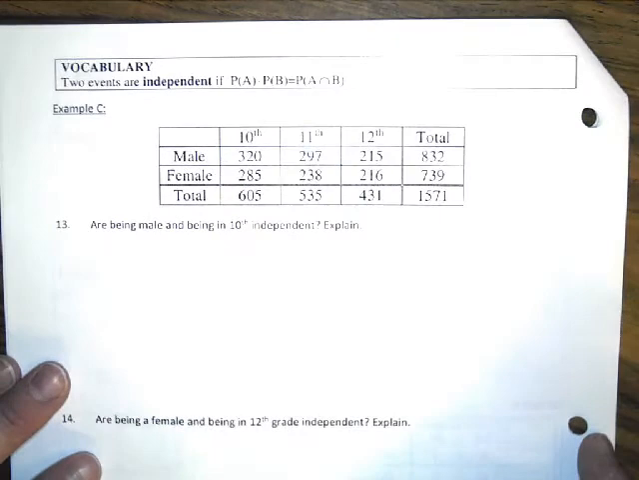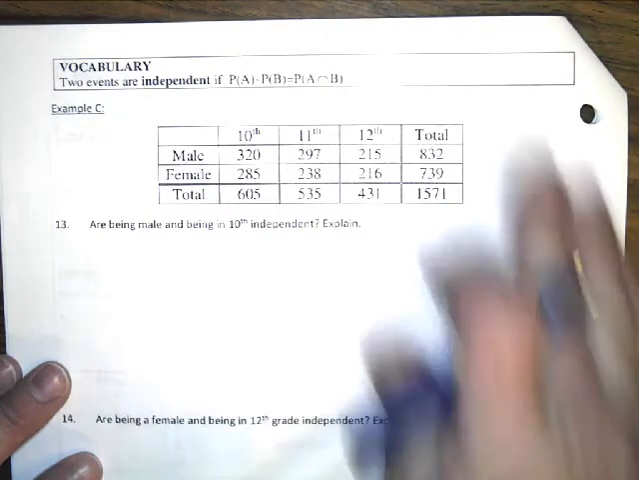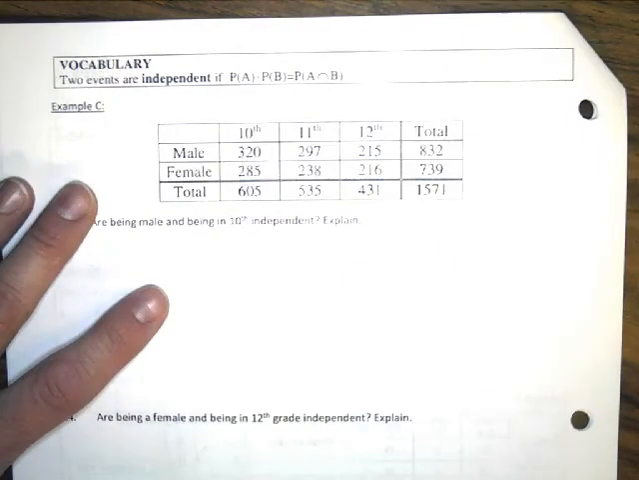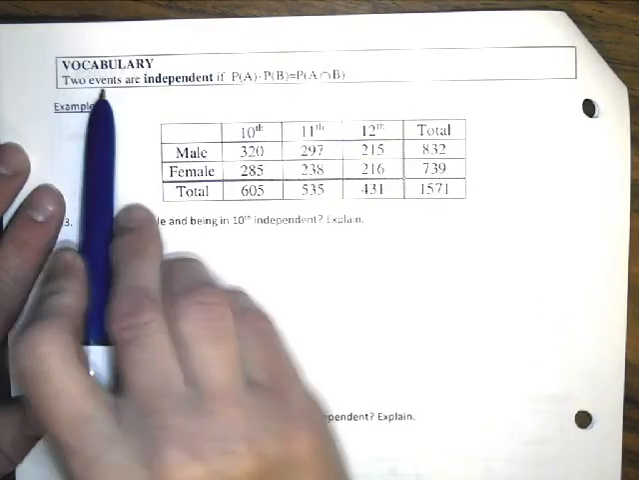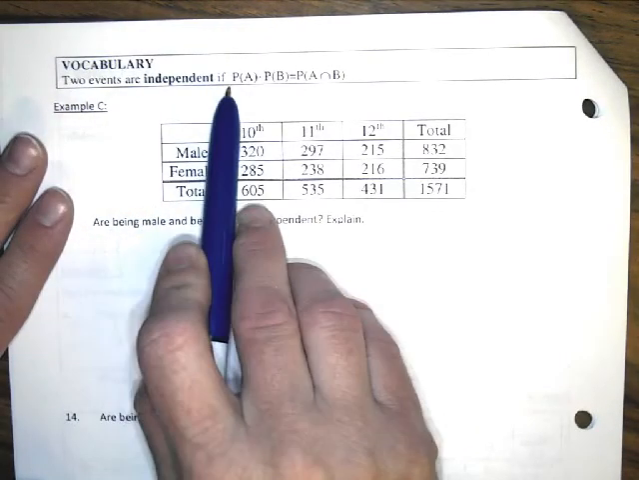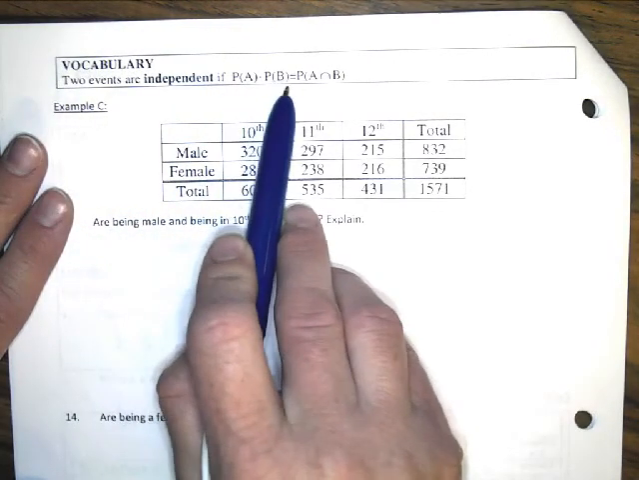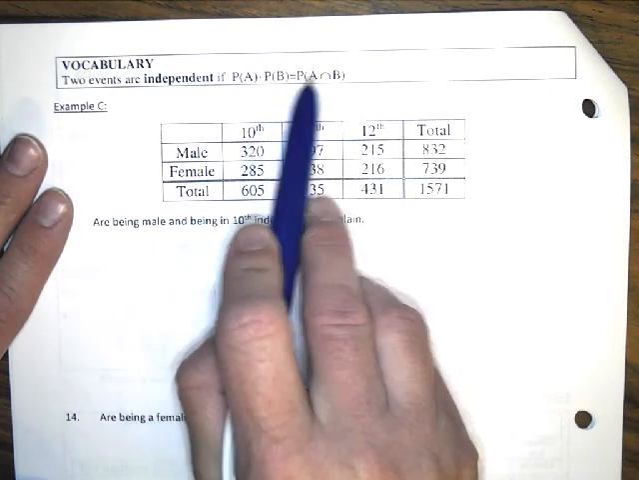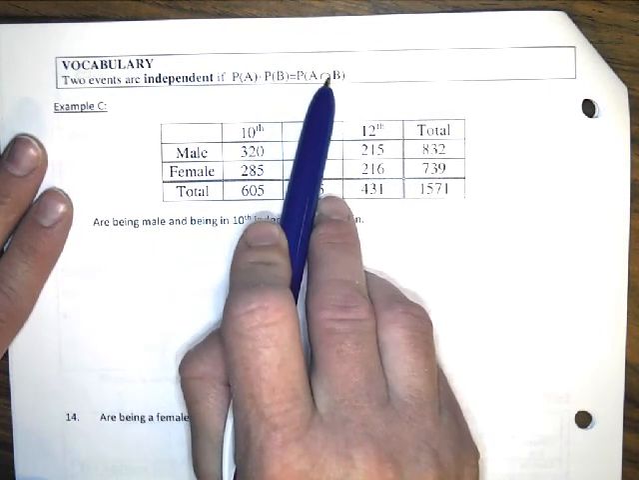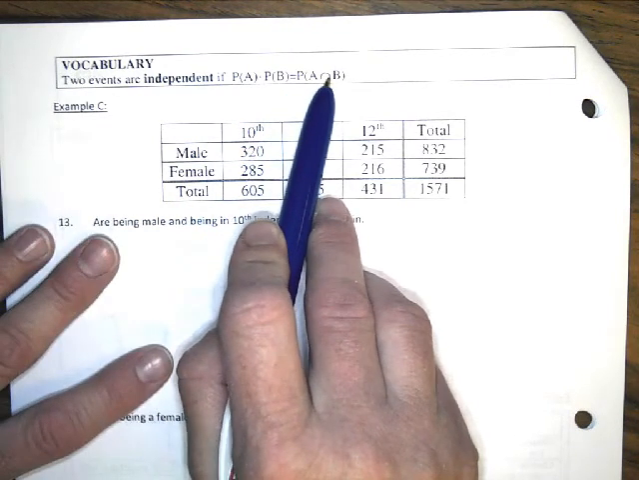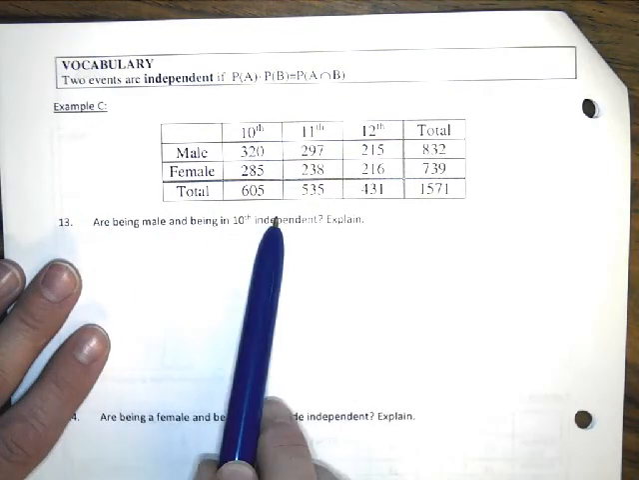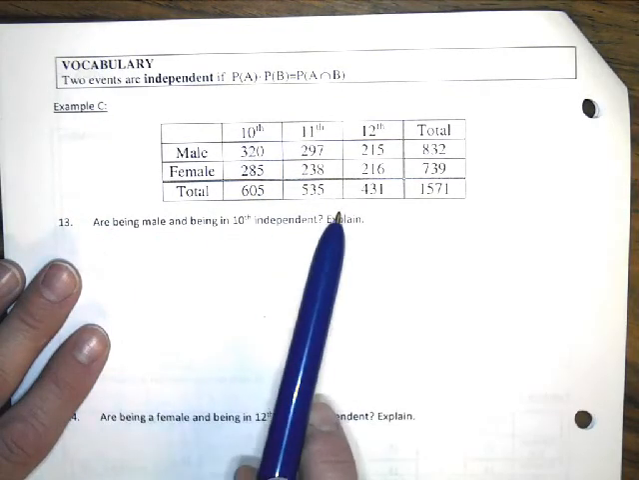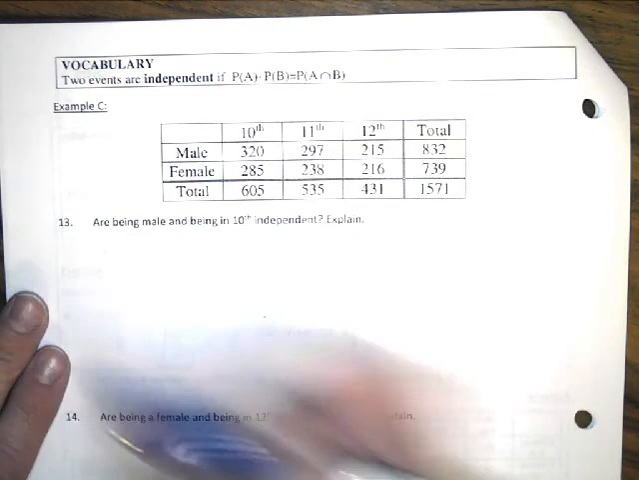All right, let's let this come into focus here. All right, this part we have to decide if things are independent or not. So two events are independent if the probability of A times the probability of B is equal to the probability of the intersection of A and B. So let's go through this. It says, are being male and being in 10th grade independent, and explain.